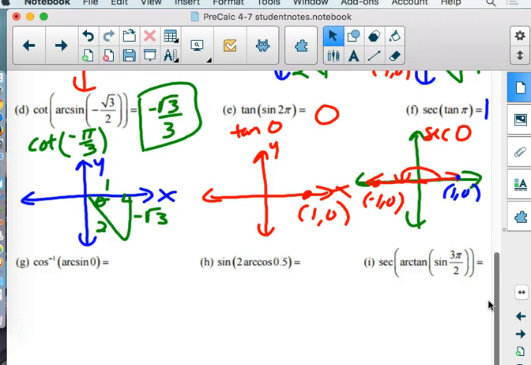Take a look. Look for inverses. Are there any inverses in this problem? No. Don't need PVR. Only when your outside parentheses have inverses.